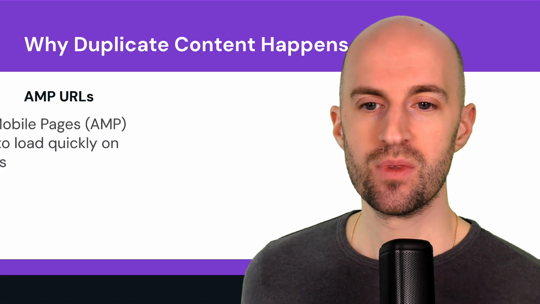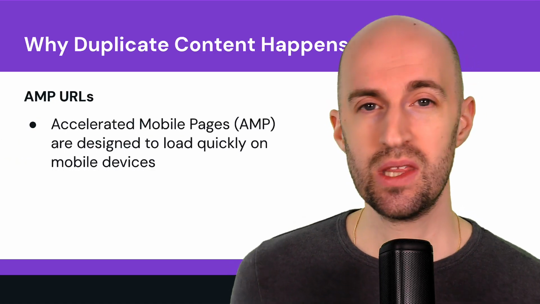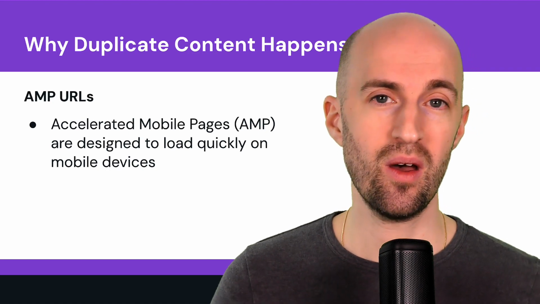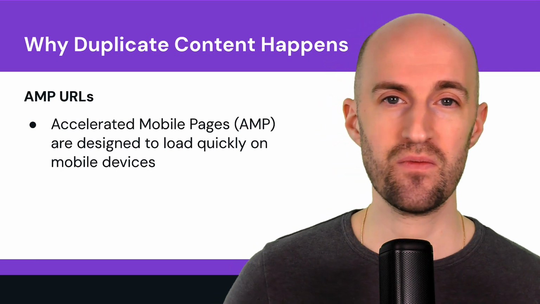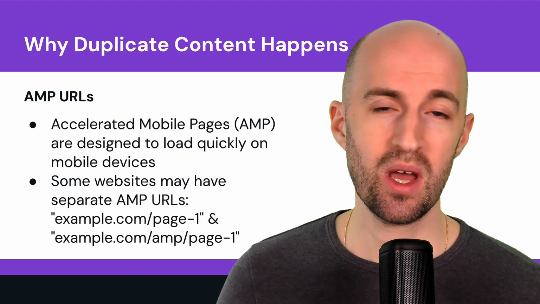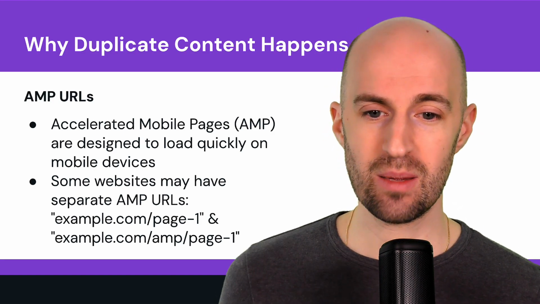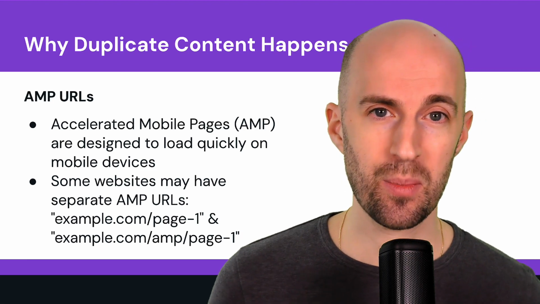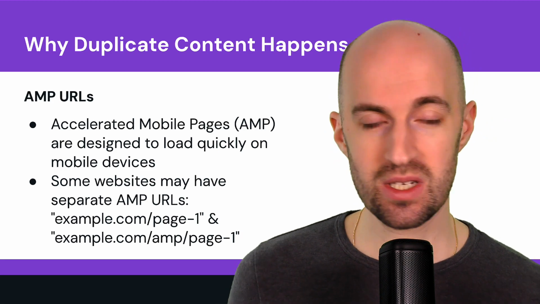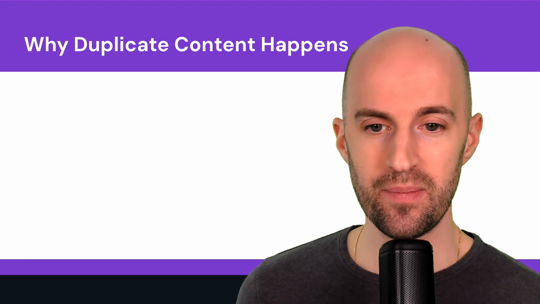AMP URLs. AMP stands for Accelerated Mobile Pages, and this protocol is designed to have the content load really quickly on mobile devices, especially for those with very slow networks. Some websites might have separate AMP URLs, for example, example.com/page1 or /amp/page1. That version, again, is a different URL and considered duplicate content unless handled correctly.